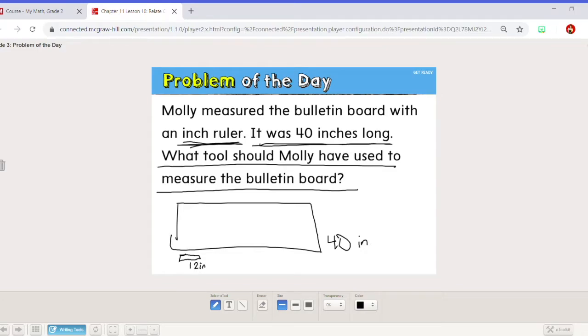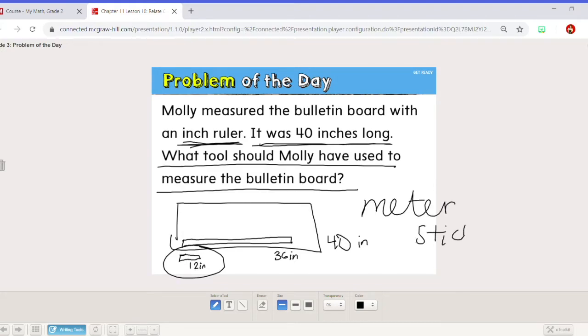When you're measuring, you want to use the most efficient tool, which I think in this case would have been a meter stick. Granted, a meter stick only goes to 36 inches, but you would only need 2 of them, or you would need a lot of rulers. So the answer would be a meter stick.